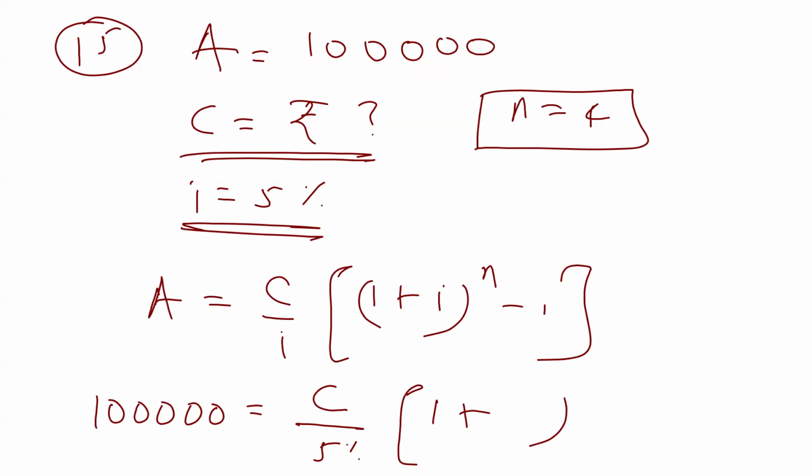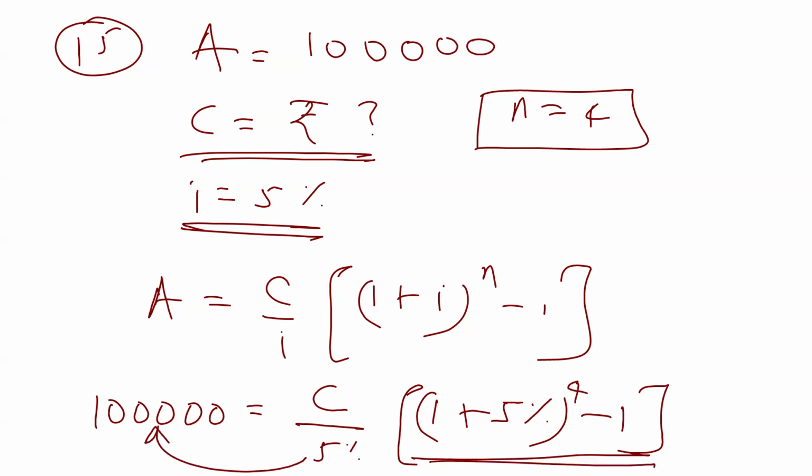So this is 5% raised to N. N is 4 minus 1. Okay, you can take this over here, cross multiply this, and you can solve this, right? So you can practice this problem on your own. Fine, so let us go to the next problem.